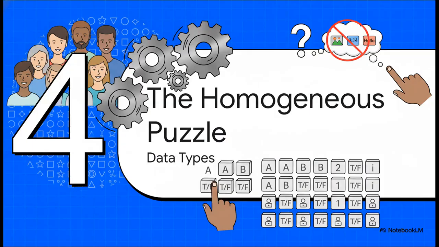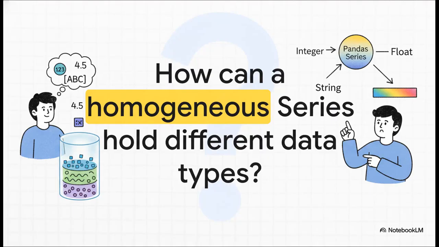Okay, time for puzzle number 2. A core idea in Pandas is that a series is homogeneous. It's a fancy word that just means all its data should be the same type, like all numbers or all text. But if that's the rule, how on earth can it seem to hold all different kinds of data at once? It's super easy to make a series that has integers, floating point numbers, and even strings all mixed together. So how does Pandas square that with this rule of being homogeneous?